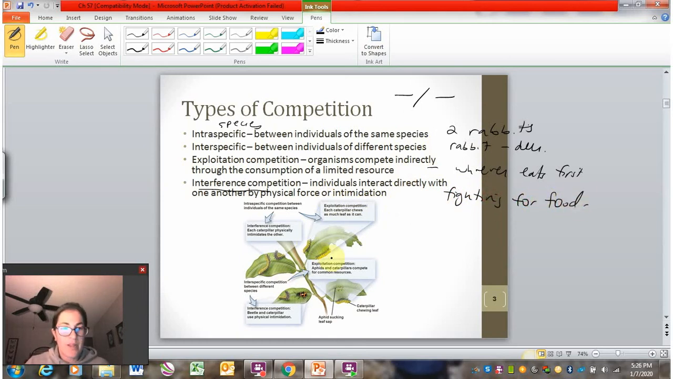And so something you maybe never thought about, but caterpillars, for example, actually try to intimidate each other if they're both on the same food source. So this caterpillar is trying to scare off this caterpillar and vice versa. Whereas in other cases, two caterpillars might just be happily munching on the same leaf. This would be exploitation competition. Whoever gets to the food the fastest is going to be the winner, rather than having a fight for food.